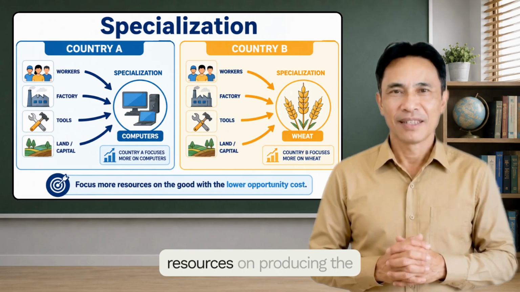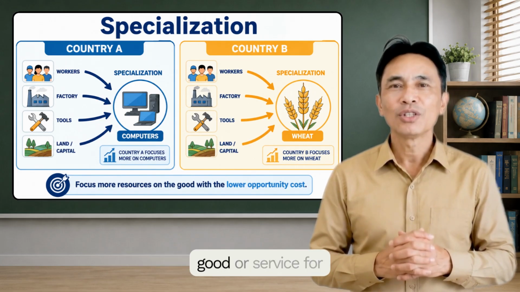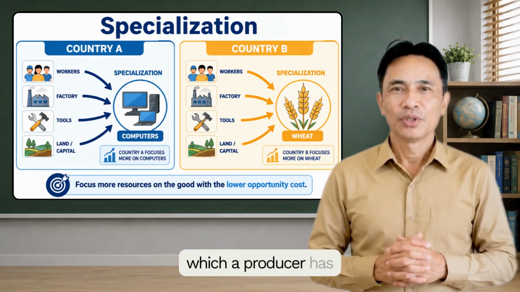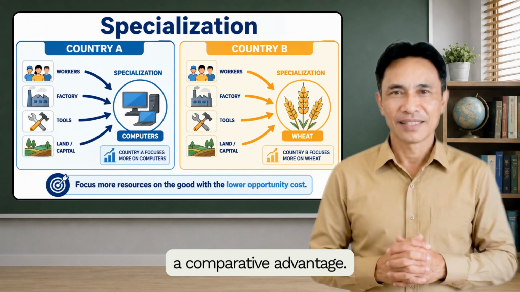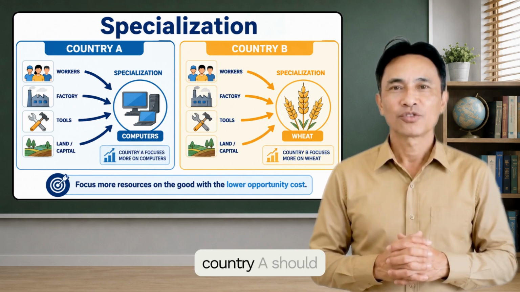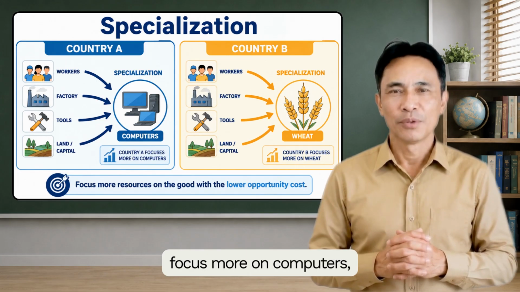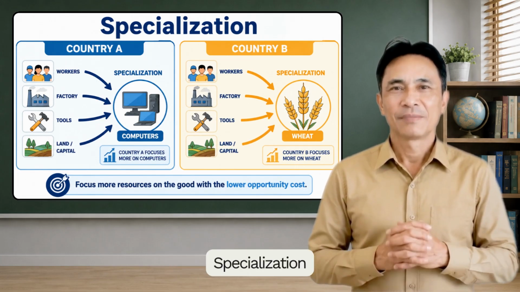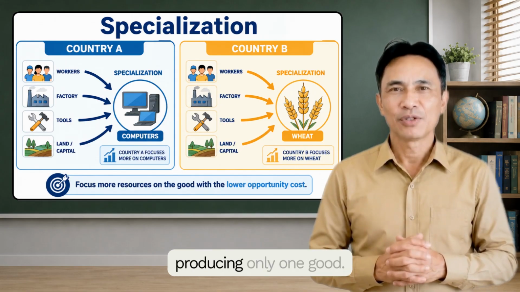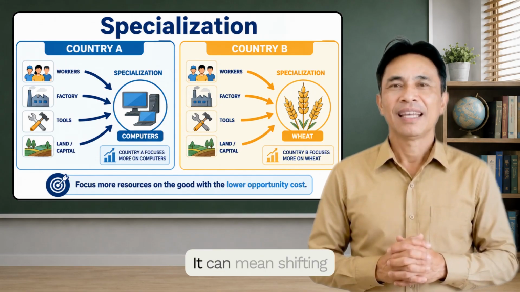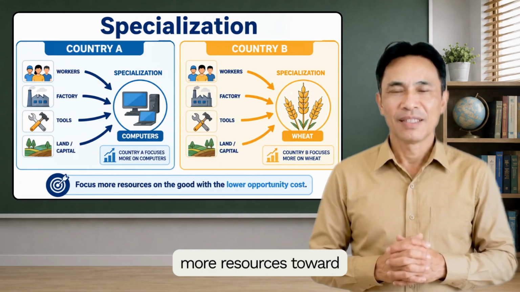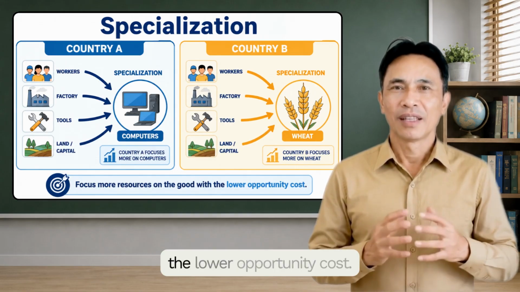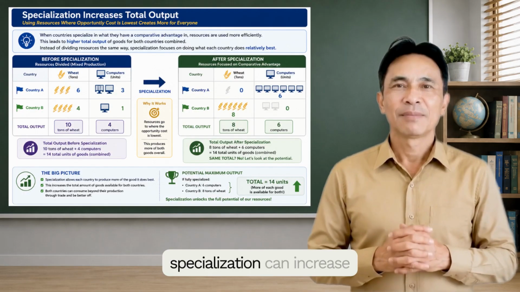Specialization means focusing resources on producing the good or service for which a producer has a comparative advantage. In our example, country A should focus more on computers, while country B should focus more on wheat. Specialization does not always mean producing only one good. It can mean shifting more resources toward the activity with the lower opportunity cost.